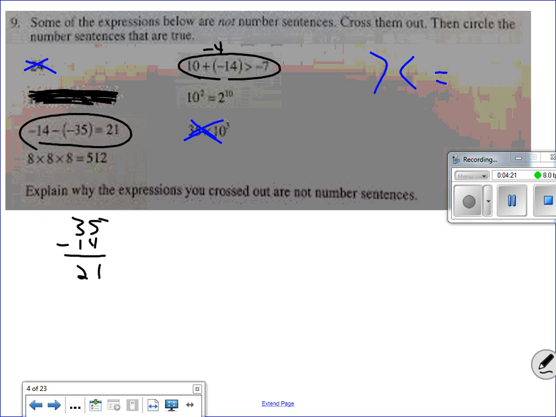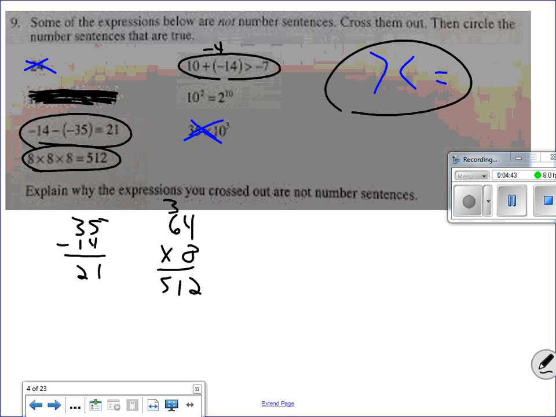8 times 8 times 8. 8 times 8 is 64. Times 8. 2, 3. I have 6 times 8 is 48. Plus 3 gives me 51, which gives me 512. Explain why the expressions you cross out are not number sentences. It's because they don't have a greater than, less than, or equal to sign.